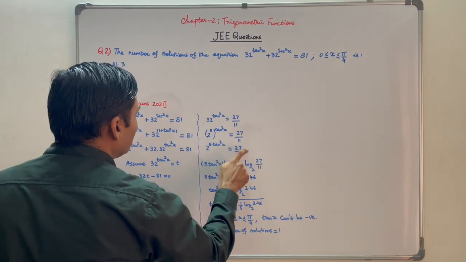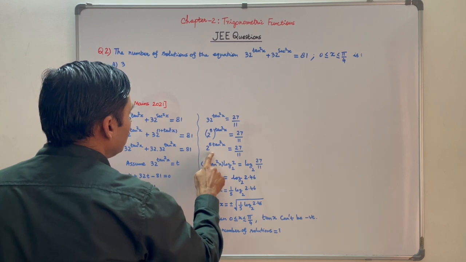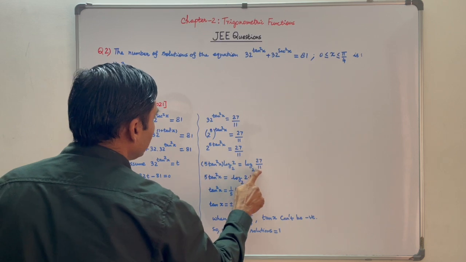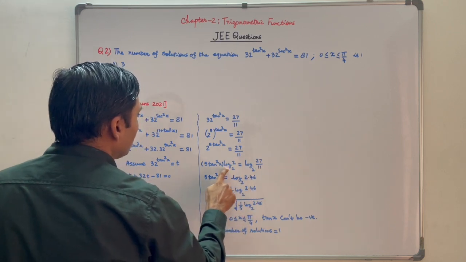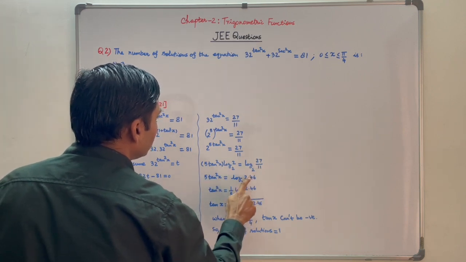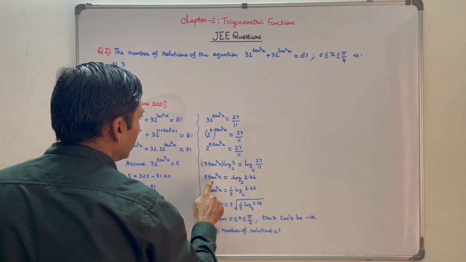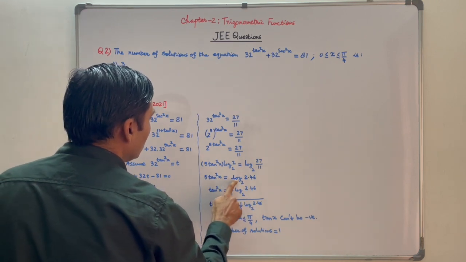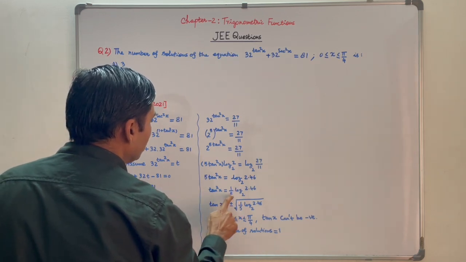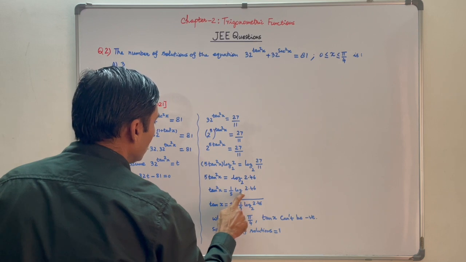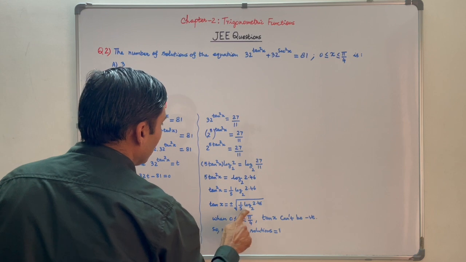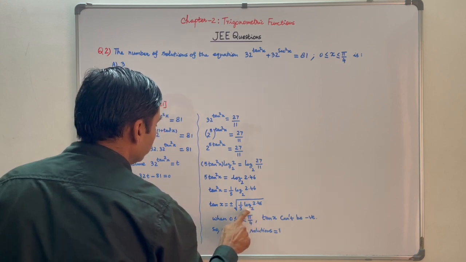Now take log on both the sides at base 2. So it becomes 5 tan²x log₂2 = log₂(27/11). Value of log₂2 is equal to 1 and value of 27/11 is approximately 2.46. So it becomes 5 tan²x = log₂2.46 or tan²x = (1/5) log₂2.46 or tan x is equal to ± under root (1/5) log₂2.46.